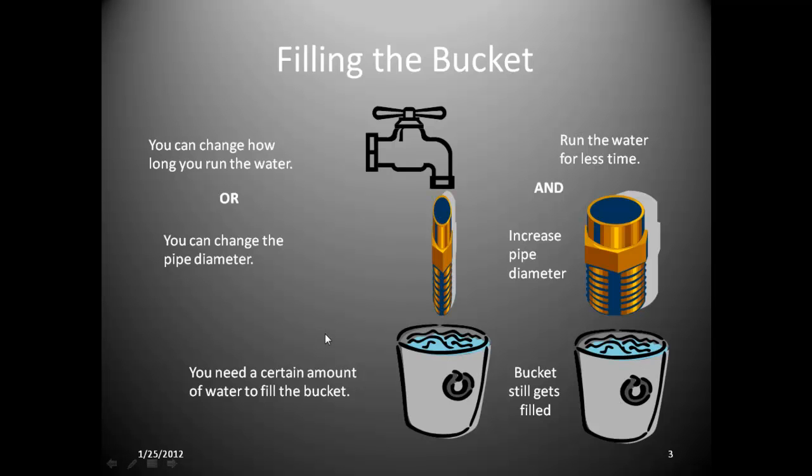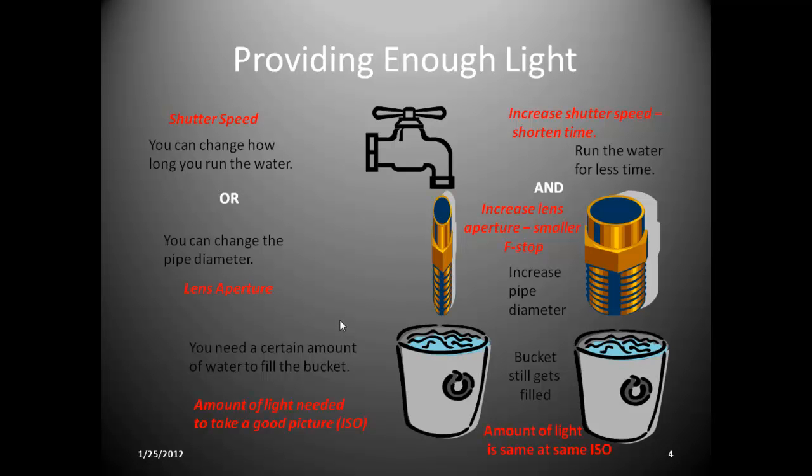Let's go now and take a look and compare what we see on the screen here to what's going on inside your camera. There are three things that your camera controls in order to make a well-exposed picture, when it's not too bright, when it's not too dark.